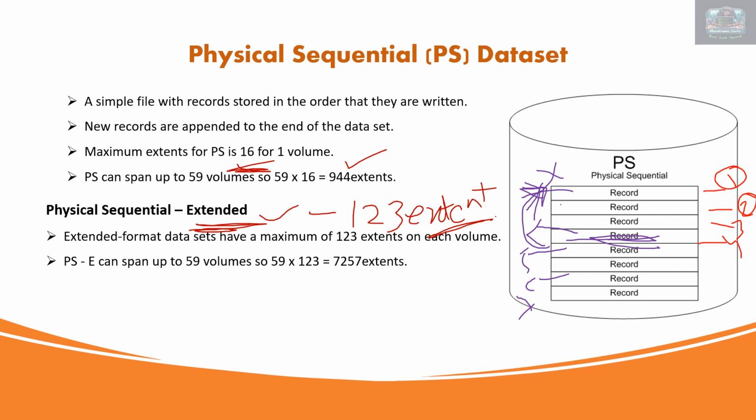So the extended dataset can go beyond the normal limit. See, normally when you create a normal physical dataset, it takes up to 65,535 tracks. But when it is an extended dataset, it can go beyond 65,535.